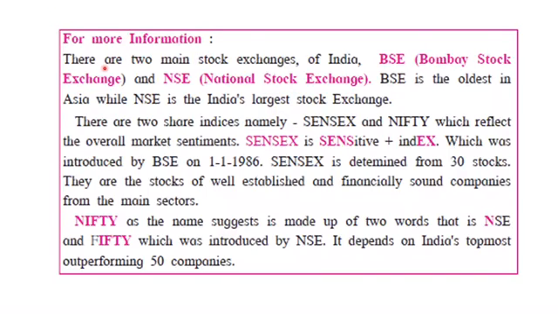For more information, there are two main stock exchanges of India, that is BSE, Bombay Stock Exchange, and National Stock Exchange. BSE is the oldest in Asia, while NSE is India's largest stock exchange. There are two share indices, namely Sensex and Nifty, which reflect overall market sentiments. Sensex is the sensitive index, which was introduced by BSE on 1st January 1986. Sensex is determined from 30 stocks. They are the stocks of well-established and financially sound companies from main sectors. Nifty, as the name suggests, is made up of two words, NSE and 50, and was introduced by NSE. It depends on India's topmost outperforming 50 companies.